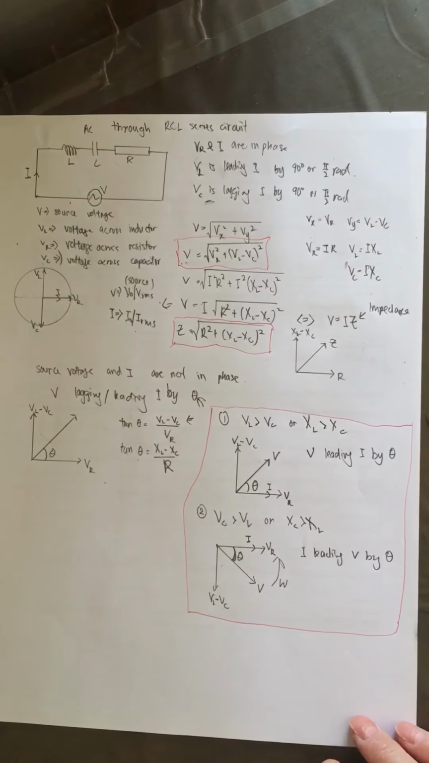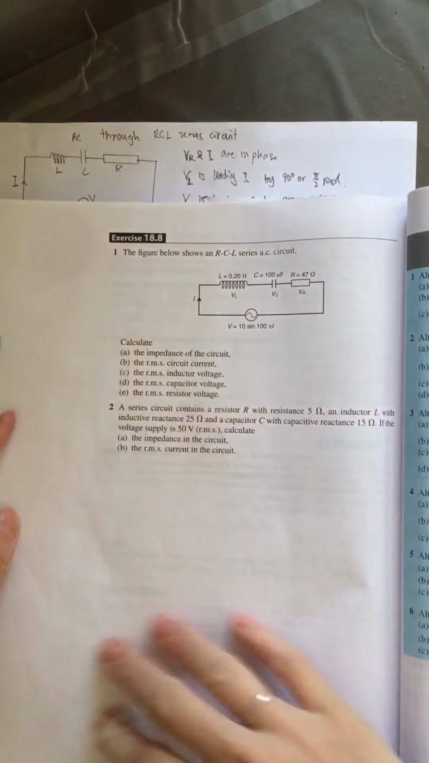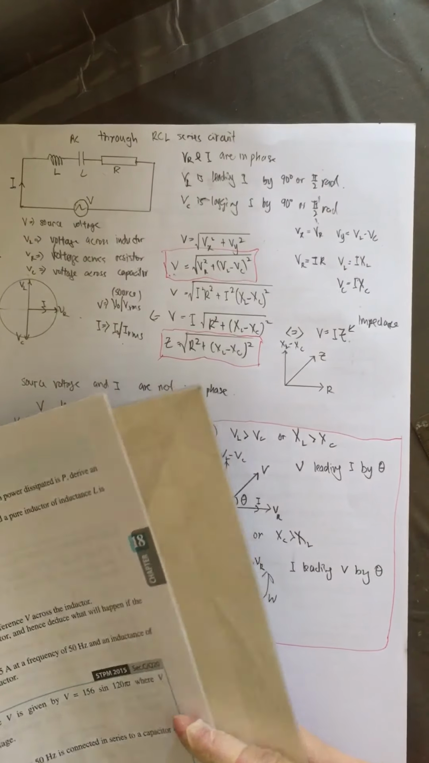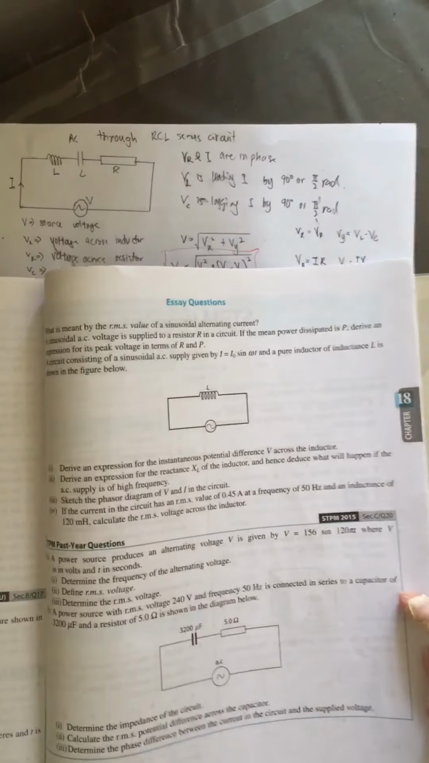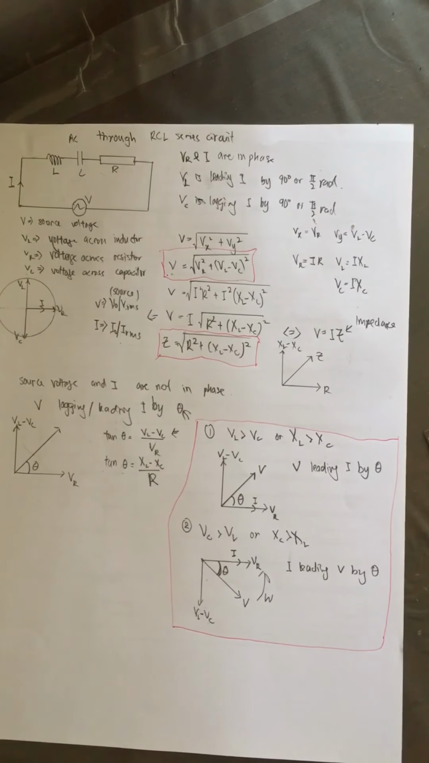That's it for this subtopic. I want you to finish up exercise 18.8 in your textbook. Oh, sorry. I want you to finish this exercise and also the objective questions in your textbook. Not to forget the essay questions on page 329, question 1, and also your past year questions in the past year exercise.